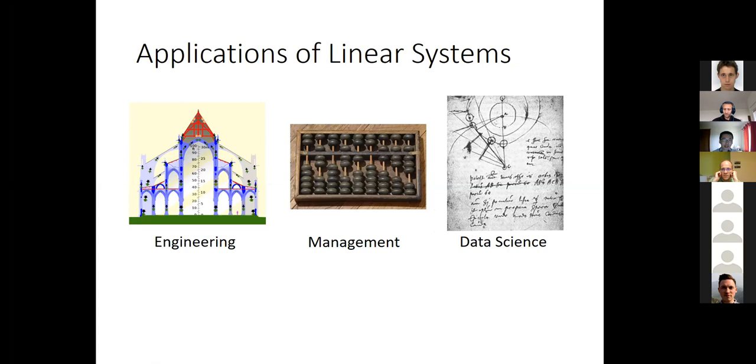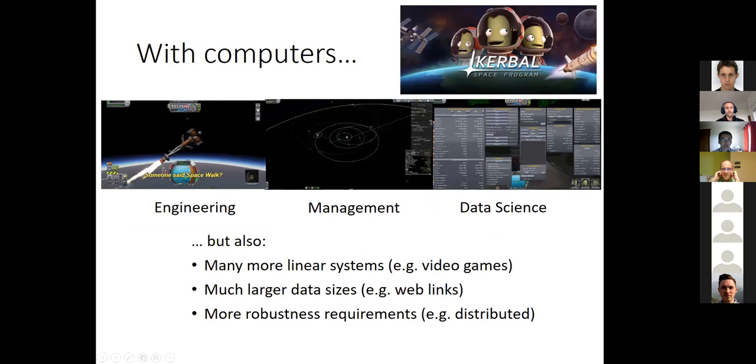With the advent of computers, we can now do all three of them simultaneously inside a video game. The game I'm mentioning here is Kerbal Space Program, where you can build rockets, set up flight plans, look at all the parameters of your rockets, and then tweak them. This is a bit of a funny take on modern applications of linear systems.